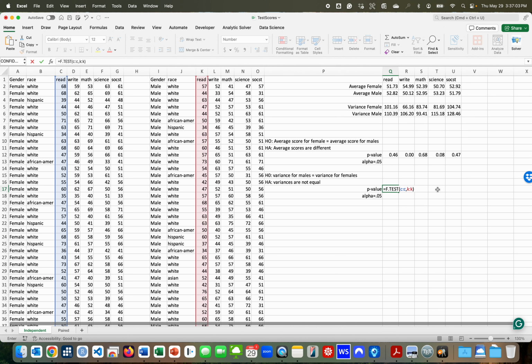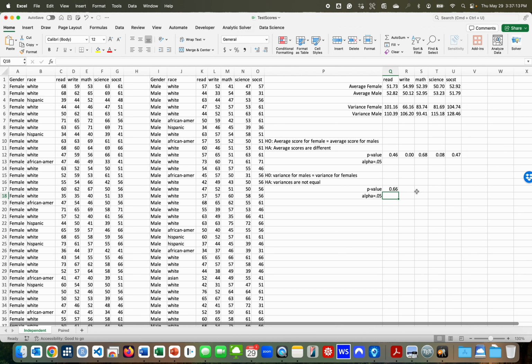The f-test actually doesn't have one tail versus a two tail. It's all one option here. There are no additional options. So just enter the columns, hit enter. So your p-value is 0.66, so that's a fail to reject because it's greater than the 0.05. 0.02, that's a reject.